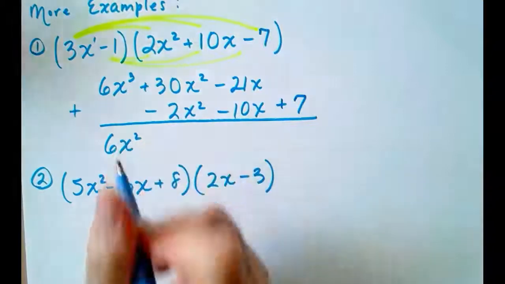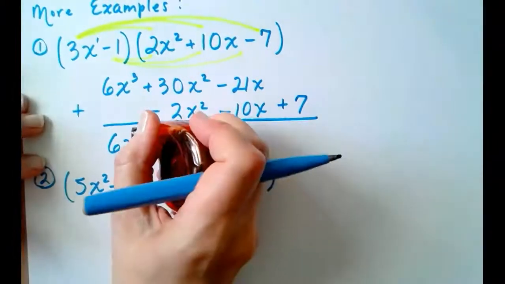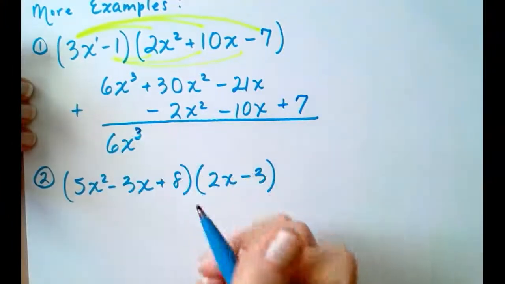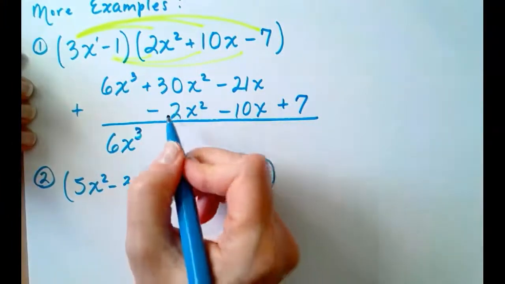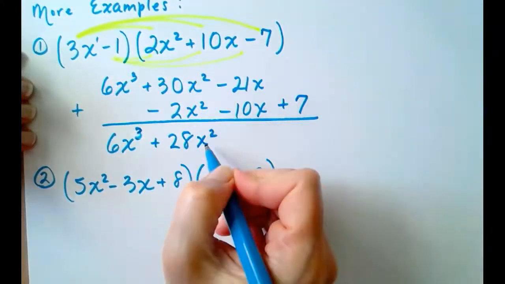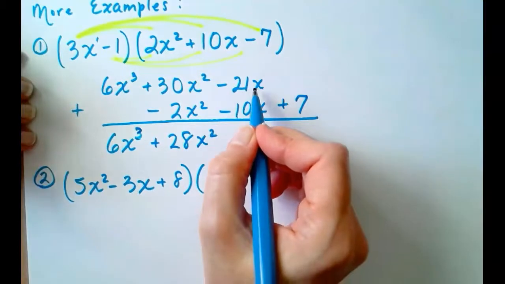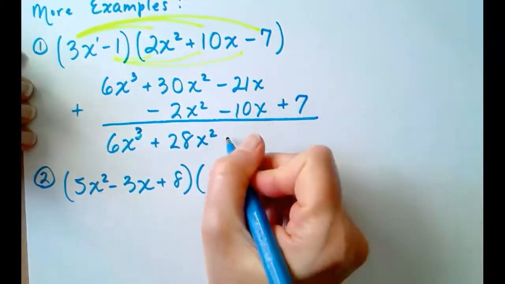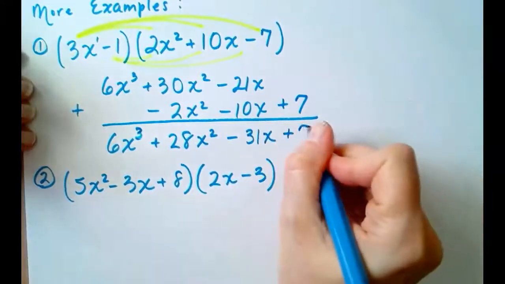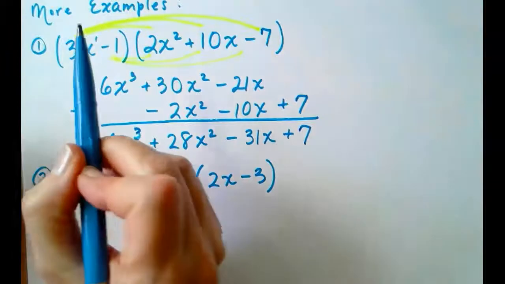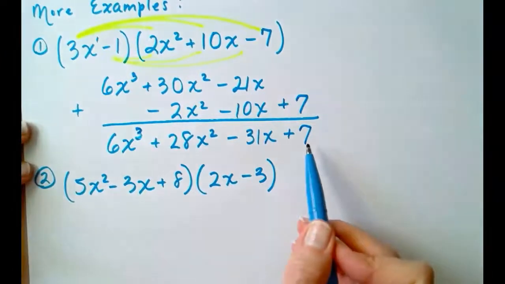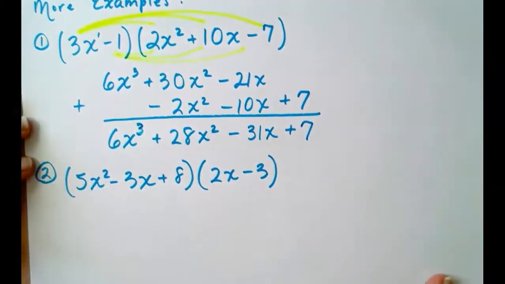6x to the third, there's the 3, and then a positive 30 and a negative 2 is plus 28x squared. Exponent stays the same. Negative 21x, negative 10x, negative 31x, and then plus 7. So final product. This binomial times the trinomial gave us a 1, 2, 3, 4 term expression for our final product.